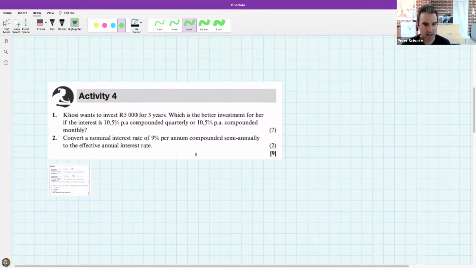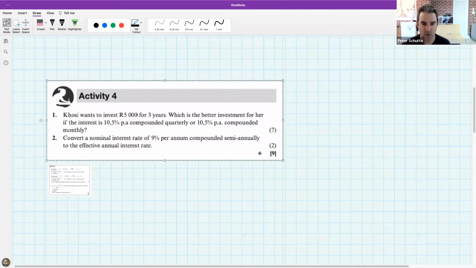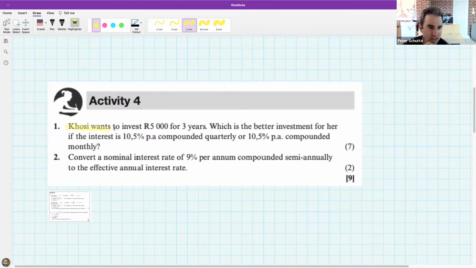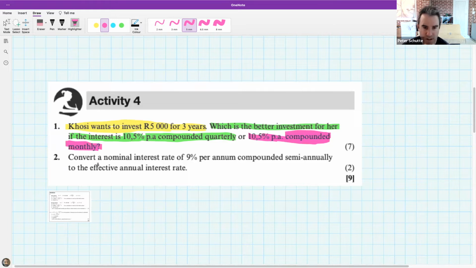Okay, I tell you what, let's do this question, but we're going to do a bit of a remix here. It says here that Corsi wants to invest 5,000 for 3 years. And it says, what is the better investment? If the interest rate is 10.5% compounded quarterly, or if it's 10.5% compounded monthly.